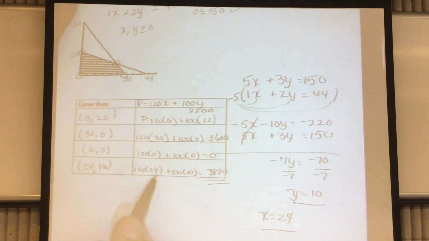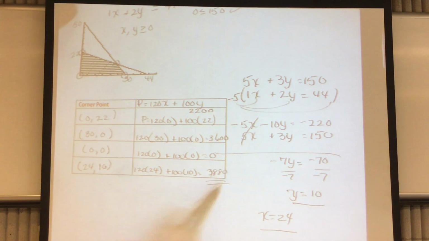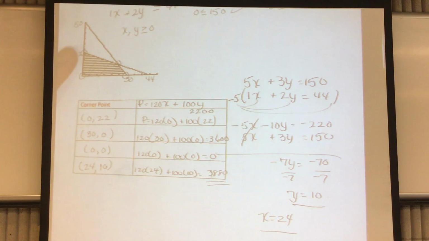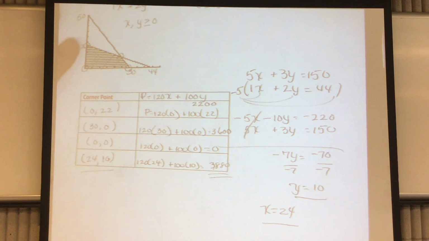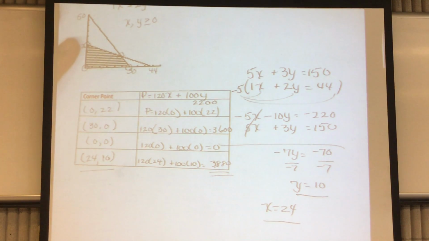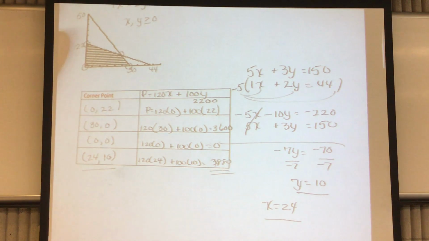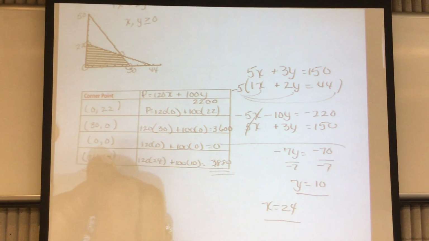Therefore, the maximum profit of $3,880 will be made when the toy manufacturer produces 24 cases of Baby Wiggles and 10 cases of Sleepy Baby. And that concludes Chapter 3, Section 3.